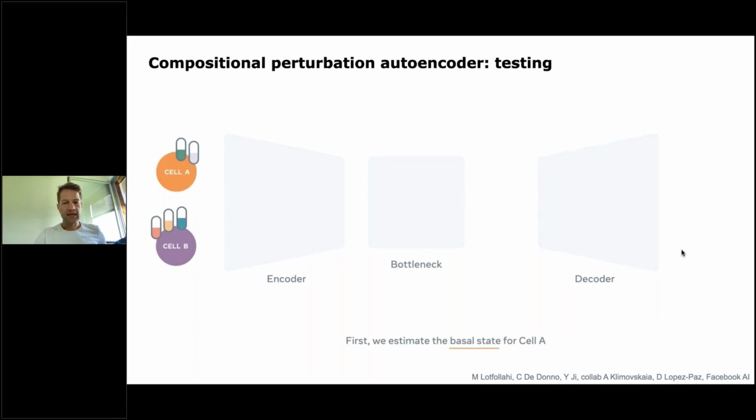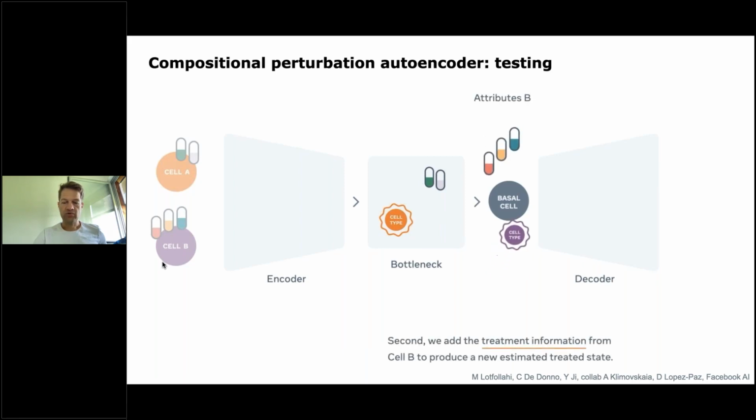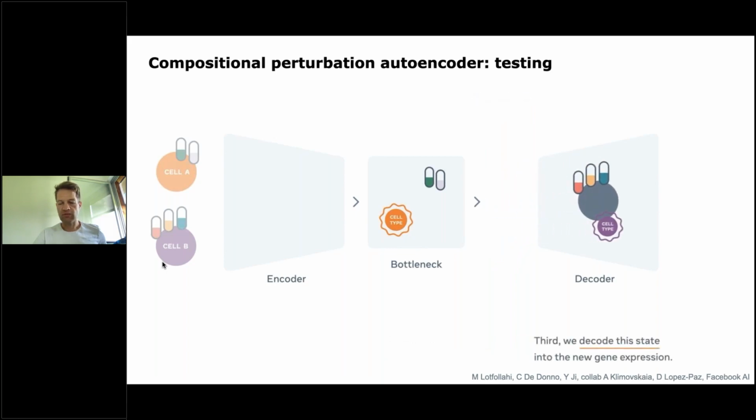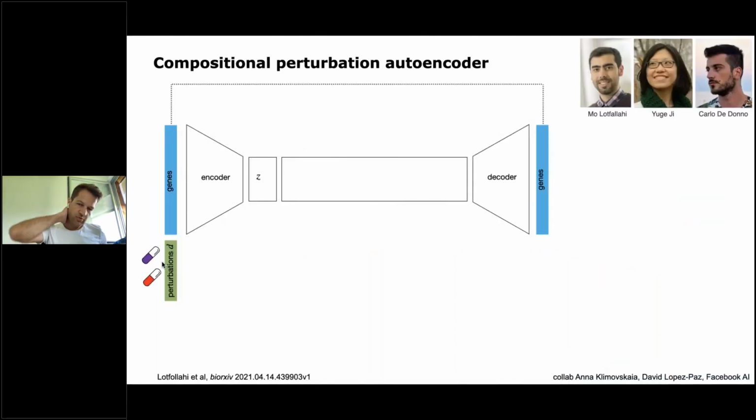If you do that, then in the actual testing phase, you can ask counterfactual questions. You can, for example, ask how cell A will behave under drug perturbations of cell B. For that, you take the cell, encode it, go to the bottleneck, get its basal cell state, so remove its contribution of the particular cell type and drugs, then add the cell type of cell B, add the attribute, and then reconstruct it. So in this case, you can basically dream up new types of perturbation effects that you haven't seen before.